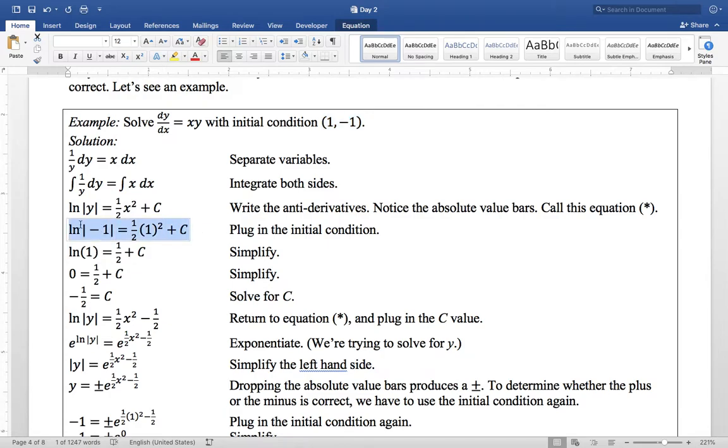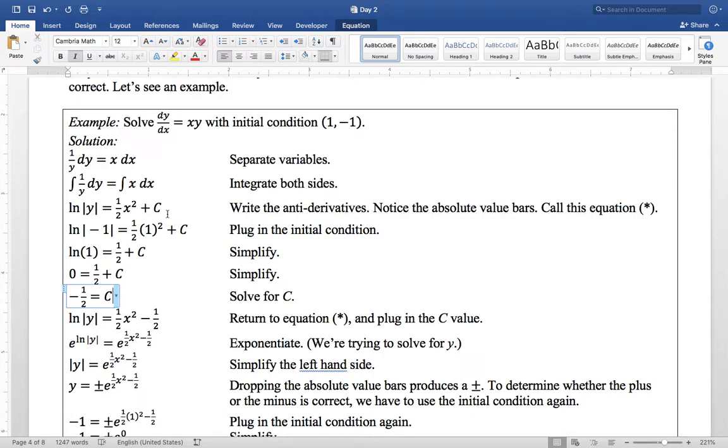That gets me here. Now, we have natural log of absolute value of -1. Well, absolute value of -1 is just 1. So that's natural log of 1 equals 1/2 times 1 squared. So we get this: natural log of 1 is equal to 1/2 plus c. Natural log of 1, that's the power of e which gives you 1. That would be 0. So natural log of 1 is 0. So solving, we find that c is -1/2.